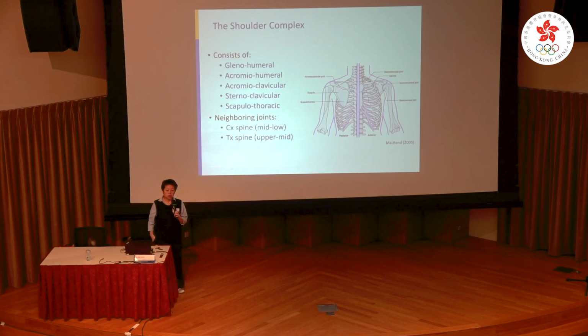When we talk about the shoulder joint, it's not really a shoulder joint. It really is a shoulder complex. If you look at this particular diagram, I think these are just revisions for the physio students. There are a lot of joints involved. So the glenohumeral joint is the actual shoulder joint, and then you have the acromiohumeral joint joining in the front.